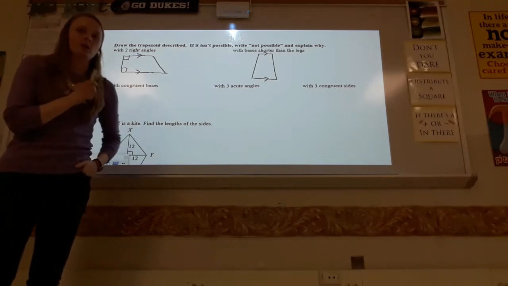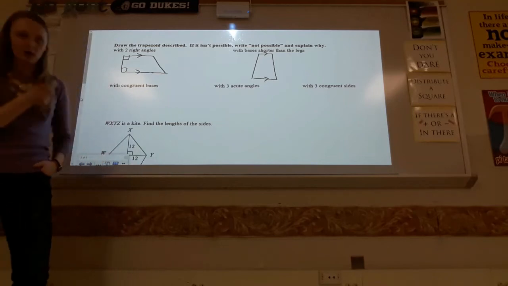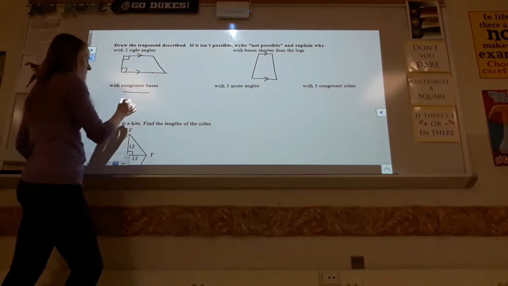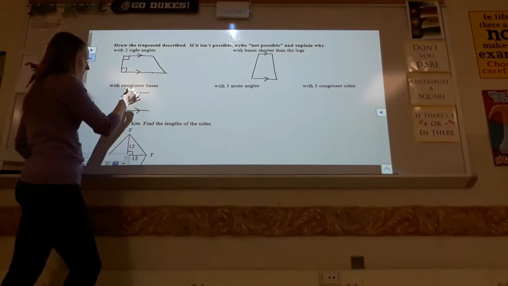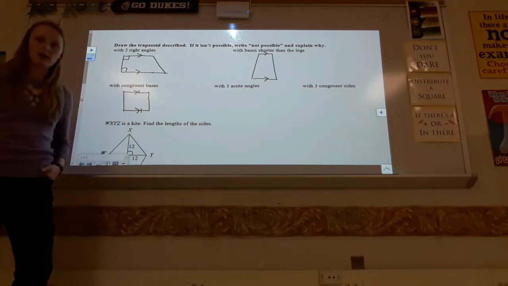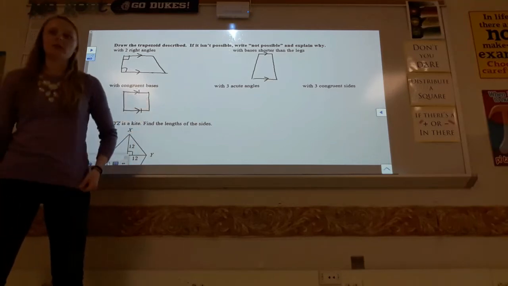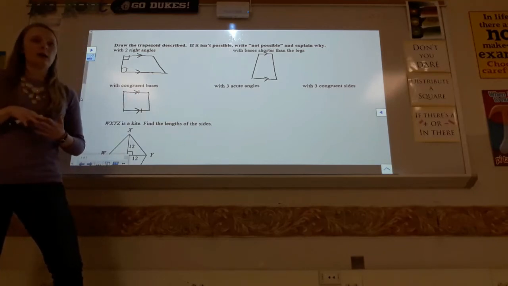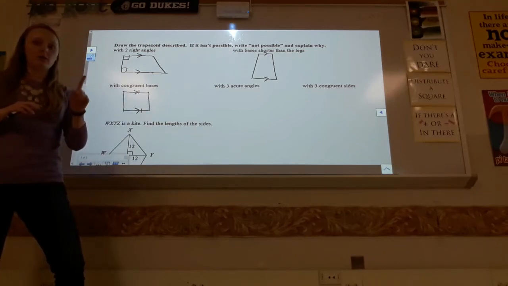This one is actually not possible. So I know you guys are probably thinking, well, I can do this, right? I can do that. They're parallel. They're congruent. Why can't I just do that? Okay. Well, think about our definition of trapezoid again. Our definition of trapezoid was that it was a quadrilateral with 1 pair of parallel sides.